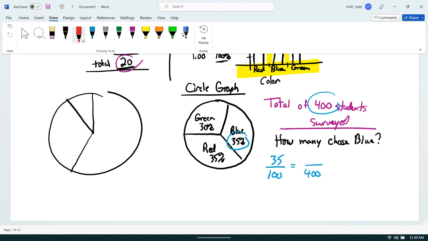So I can either set up the proportion like this, cross multiply and divide, giving me 140, or I could have done the rate method, taking 400 times 0.35, the rate for 35%, and getting 140 as well. Either way, 140 students chose blue. So reading a circle graph usually involves a little bit of an extra step if you want to get a raw frequency, because the circle graph just reports the percents in most cases.